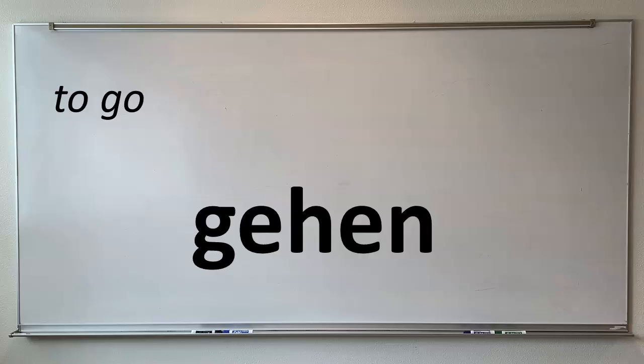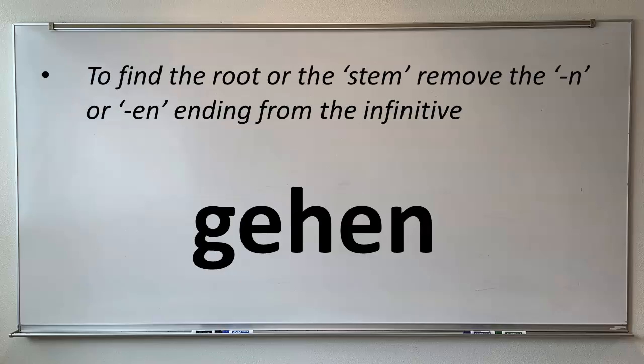So what is the root? That leads us to the next question. Well, what is the root? Well, when I remove the en, what you're left with is what we call the root or the stem. It's the same thing. Root and stem is the same thing. So let's go ahead and go through the simple process of finding the stem. So the rule is to find the root of the stem, remove the n or the en ending from the infinitive. So this is the infinitive.